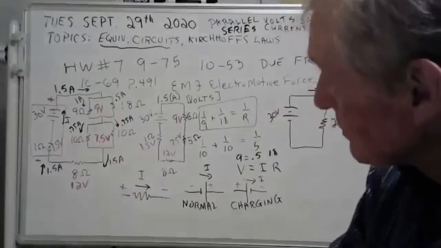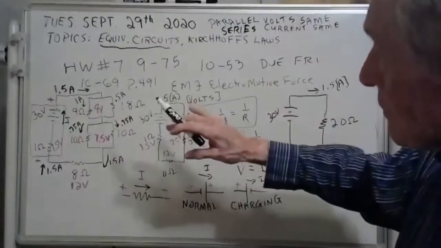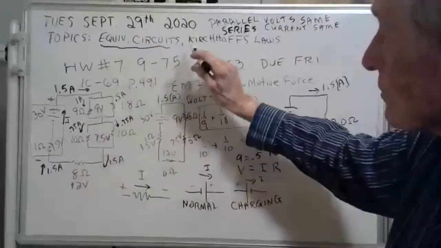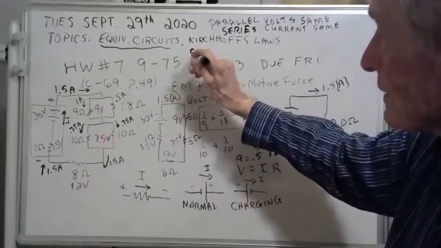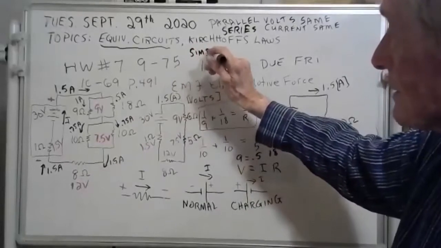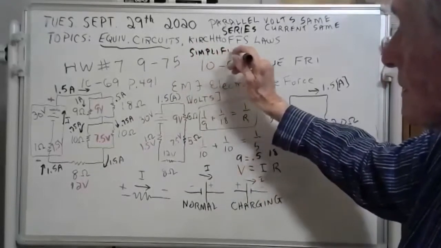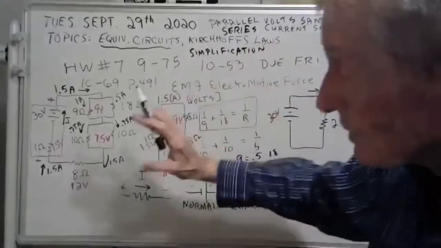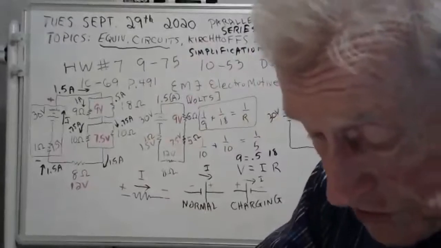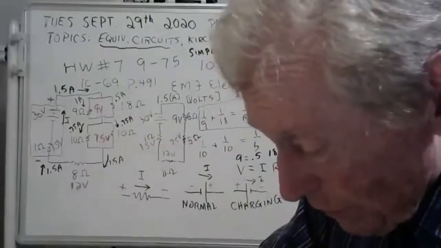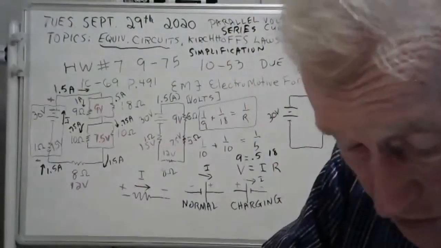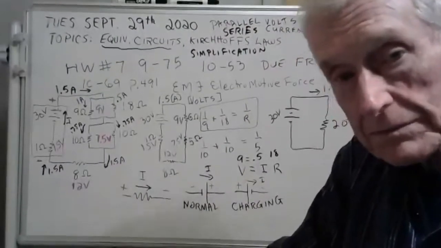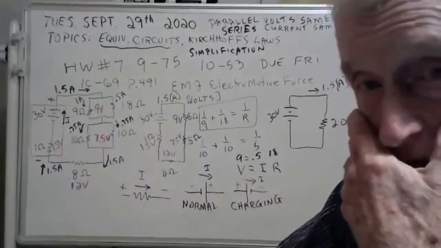And we solve this using what they call equivalent circuits, or some people call it simplification. Now we're going to do the power on each component. But before we do that, do you have any questions on it? Anybody have a question on what we've done so far?